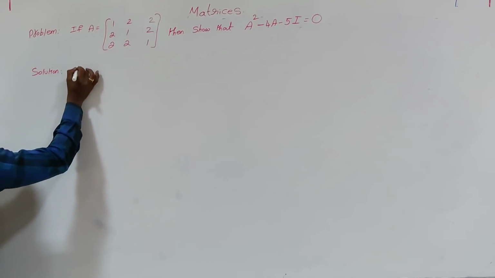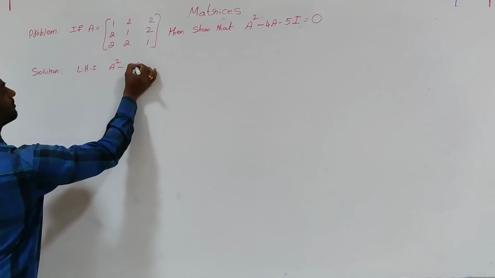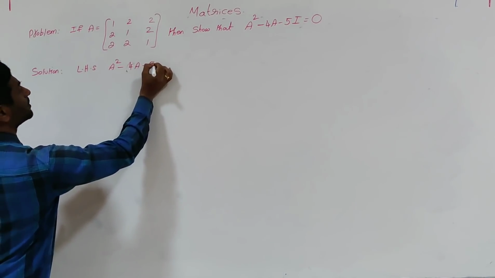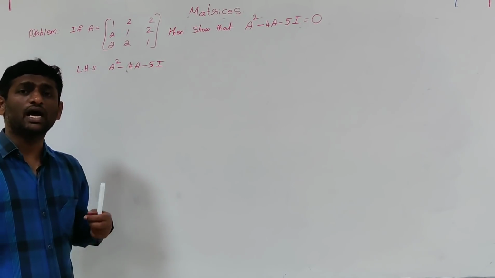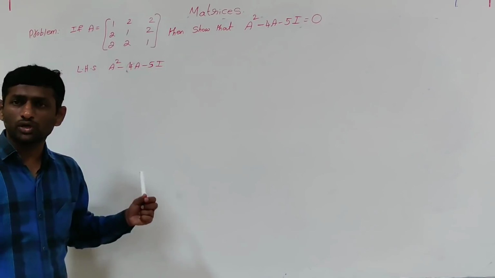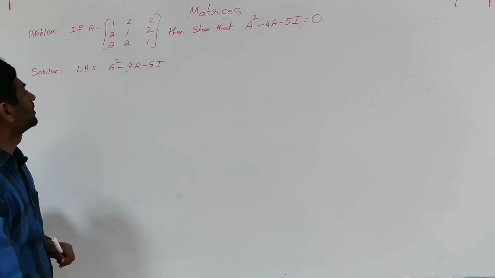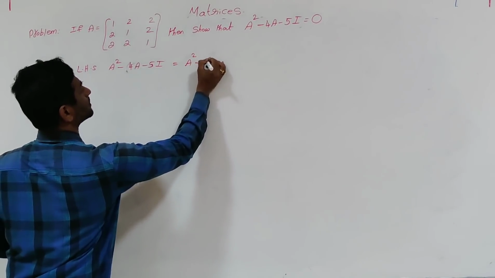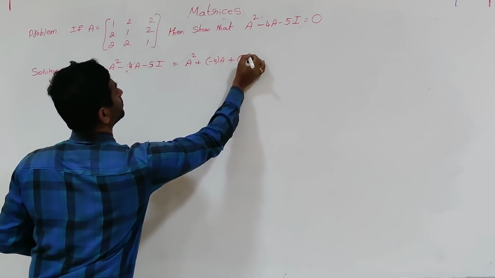So what is given? LHS, it is A square minus 5A minus 4A minus 5I. I indicates what? It is an identity matrix or unit matrix of what order? 3. So this can be written as A square plus minus 4 into A plus minus 5 into I.